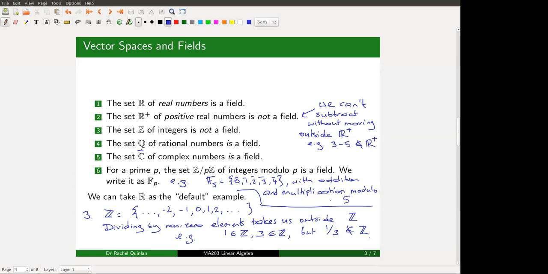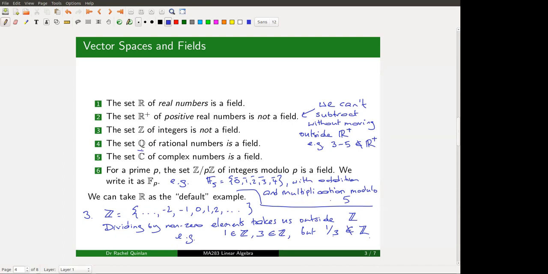So in F5, the addition and multiplication are modulo 5. That means if you want to multiply 3 by 4, for example, you multiply 3 by 4 in the integers, you get 12. Take the element of F5 represented by 12, and that is 2, because 12 is congruent to 2.